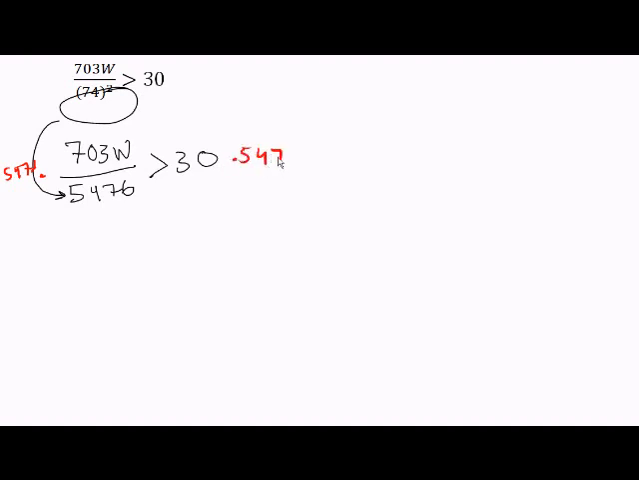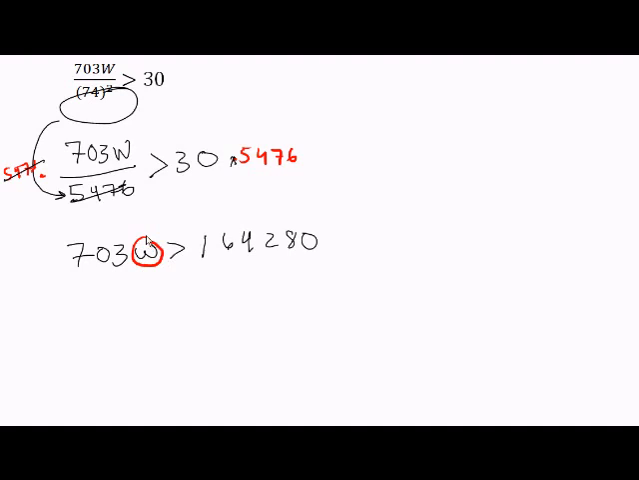Multiply this side by 5476. These two will cancel, so I'm left on the left-hand side with 703W is greater than 30 times 5476. I get 164,280. So I still don't have W by itself.